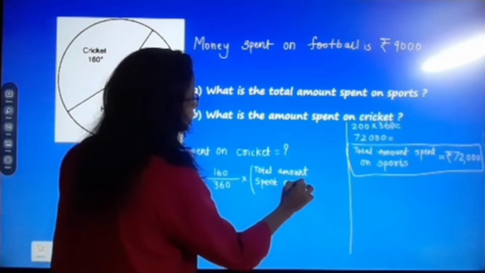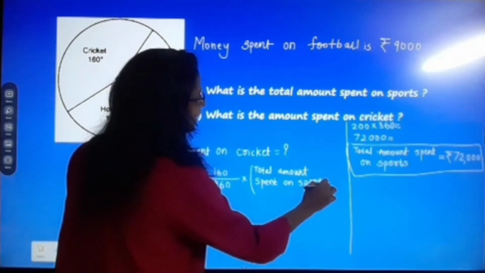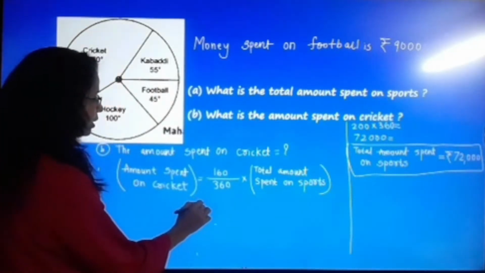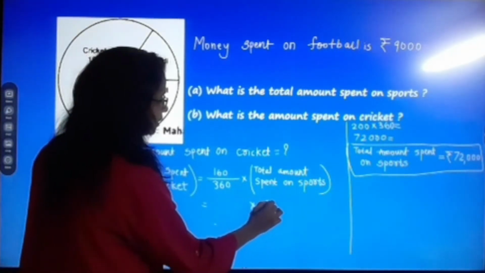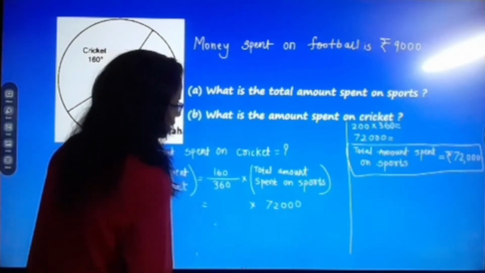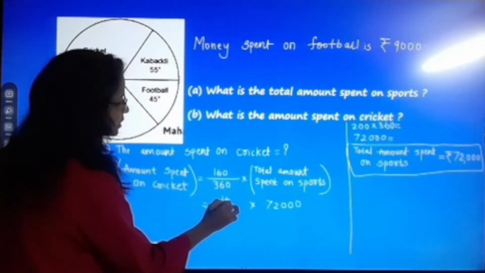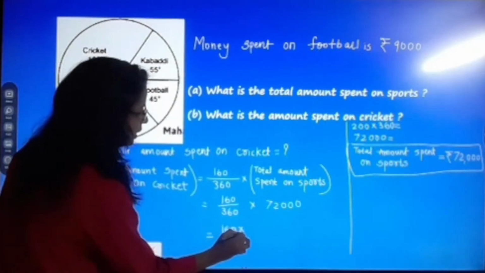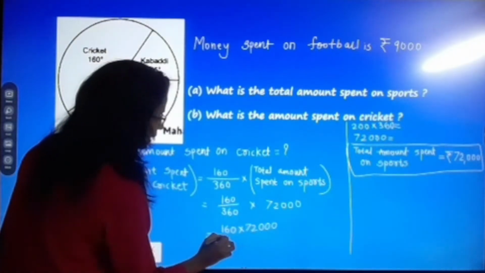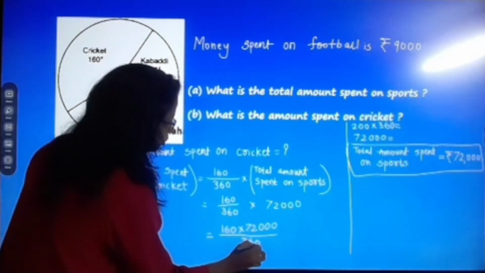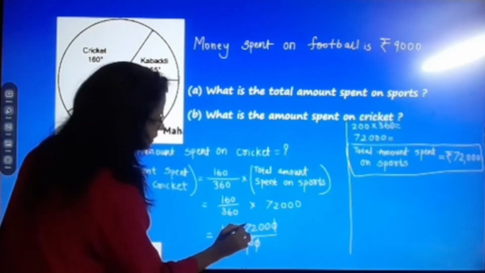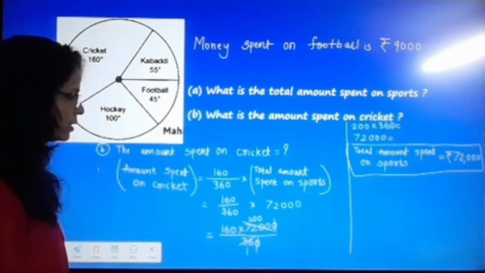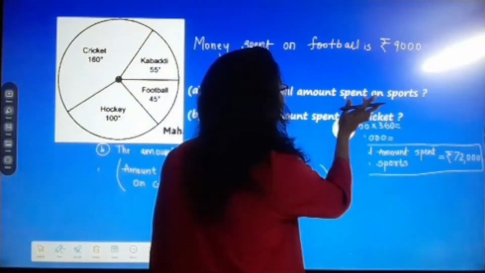Okay, and now in the first example we calculated the total amount spent on sports, that is equal to 72,000. So I put this value here, and then here 160 divided by 360. So here students, 160 multiplied by 72,000 divided by 360. So here 100 gets cancelled. 36 ones are 36, 36 twos are 72.